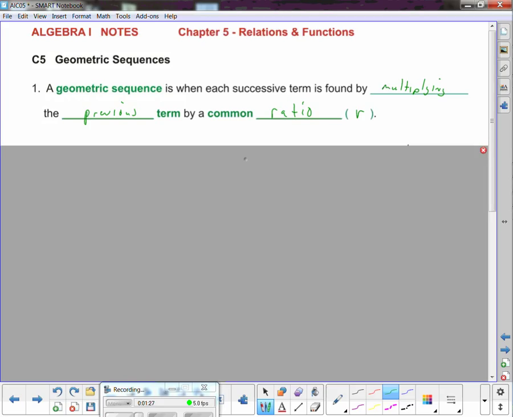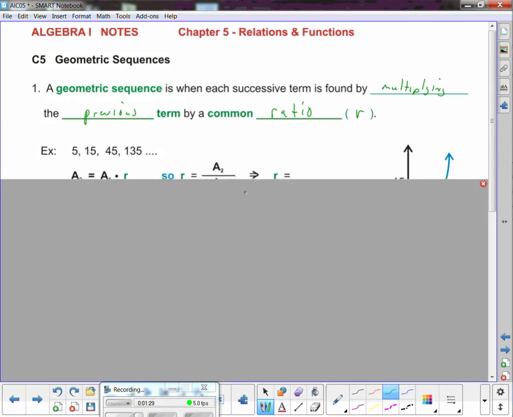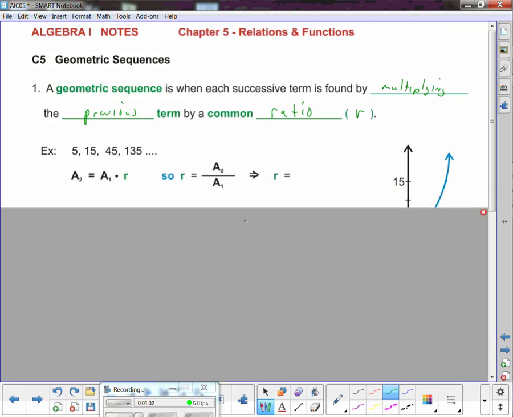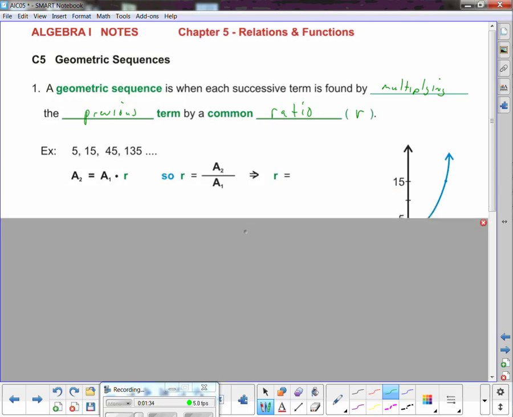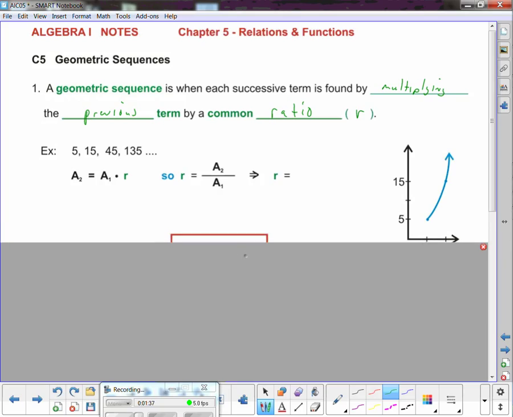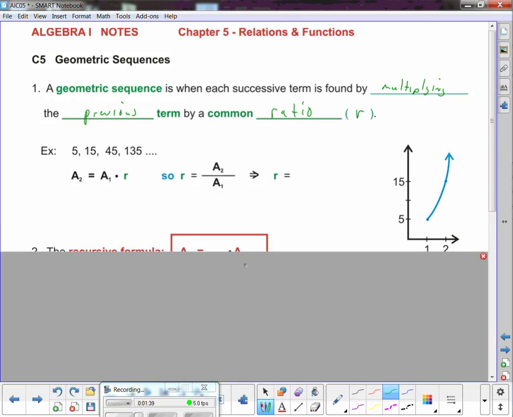So not a common difference, but a common ratio. So let's take a look at our example here. All right, so we got the sequence 5, 15, 45, 135. Immediately you should understand, hey, this is not an arithmetic sequence. There is no common difference. Therefore, you'd have to ask, is it in fact a geometric sequence? Well, if it is, it's going to have a common ratio.